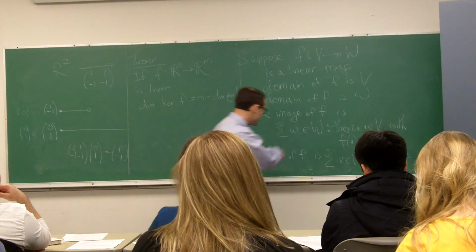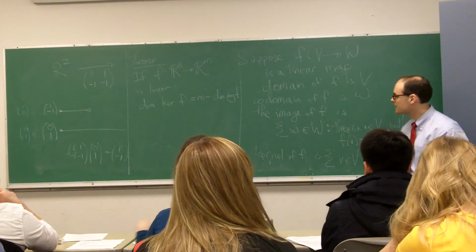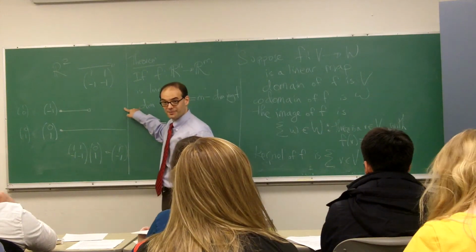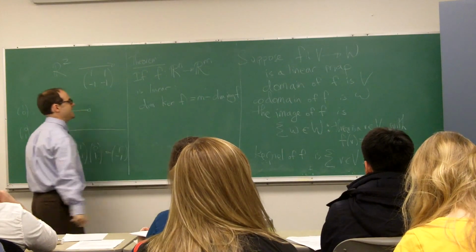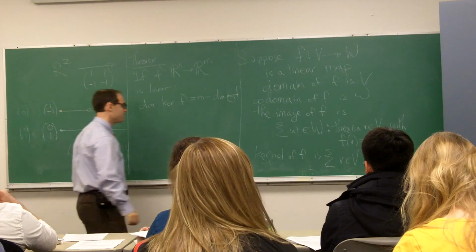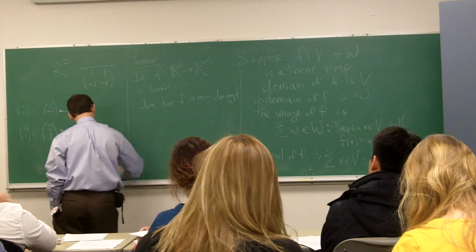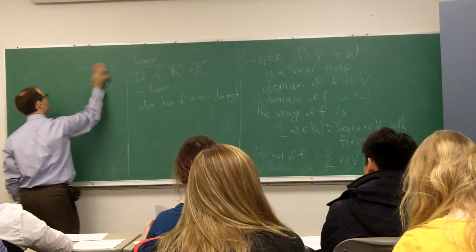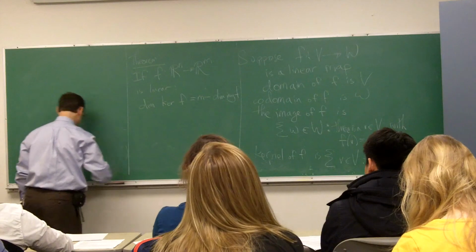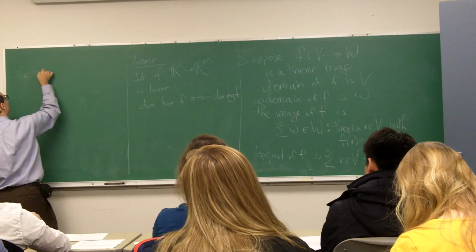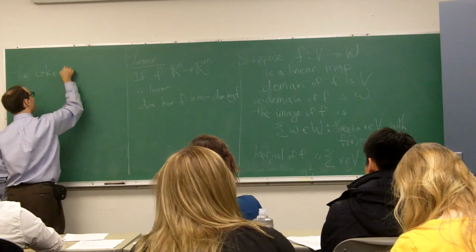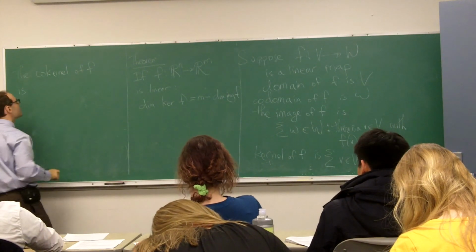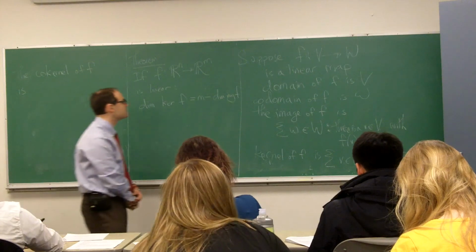There's another space here that I haven't written down. There's another space that crops up. It's what was right here, in fact. That guy's got a name. That's called the co-kernel. The co-kernel is something a little bit weird. It's a strange vector space.